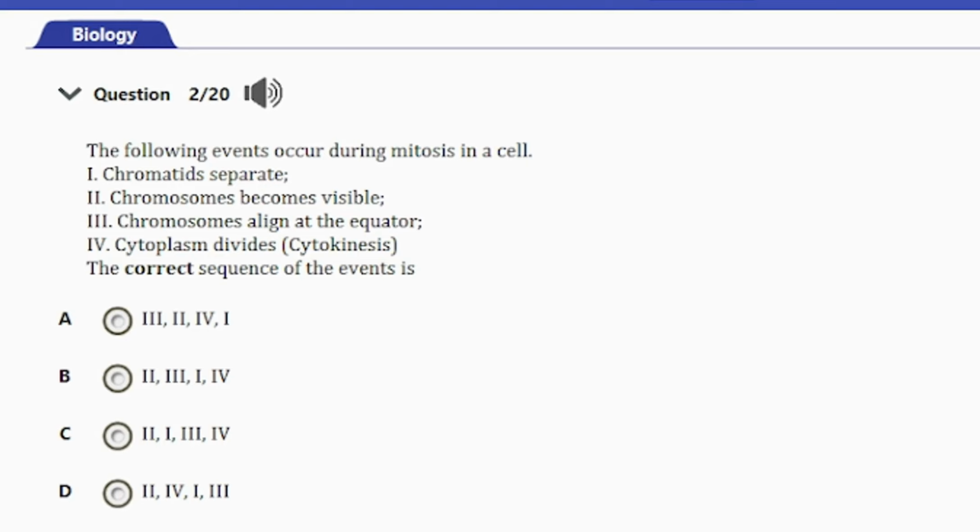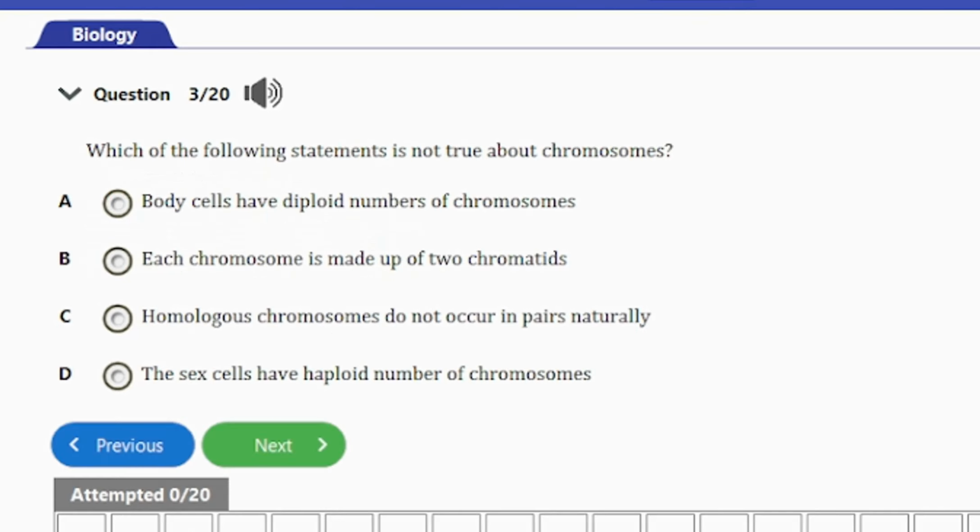First of all, the chromosomes will become visible, and then the chromosomes will align at the equator, and then the chromatids will separate, and then the cytoplasm now divides. So that's it for this question. Let's consider the next question.